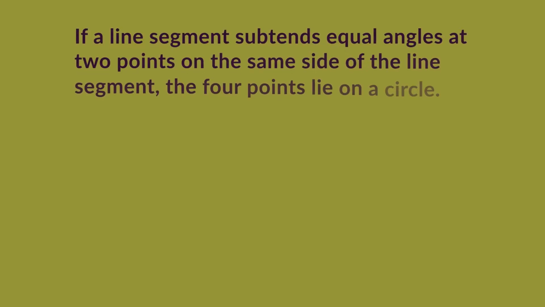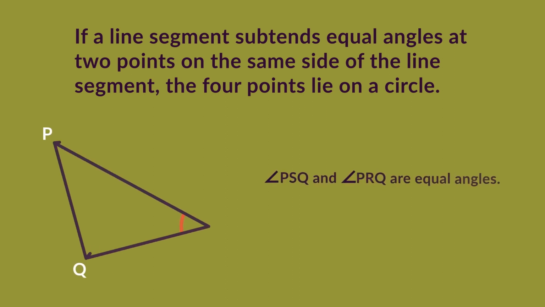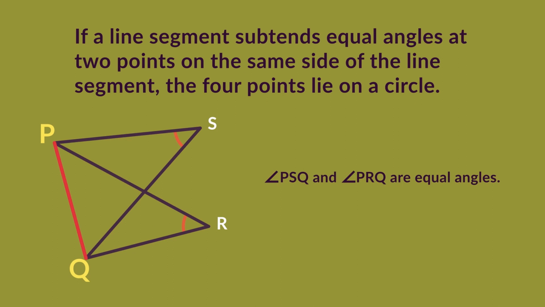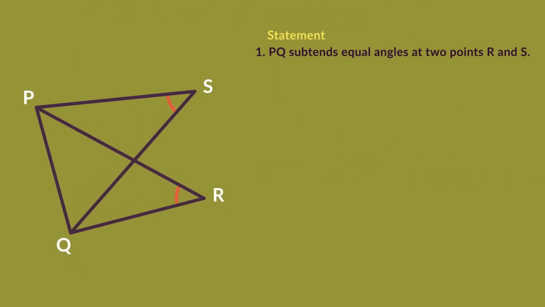Now we've learnt about concyclic points, we'll return to this theorem, which you may have seen from previous lessons. If a line segment subtends equal angles at 2 points on the same side of the line segment, the 4 points are concyclic. We start with a diagram of line segment PQ and 2 equal angles S and R subtended by PQ on the same side of PQ. We need to show why these 4 points will fall on the same circle.